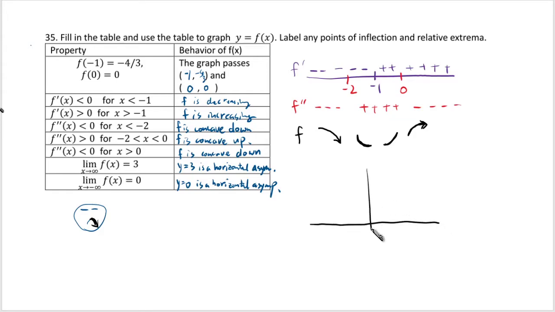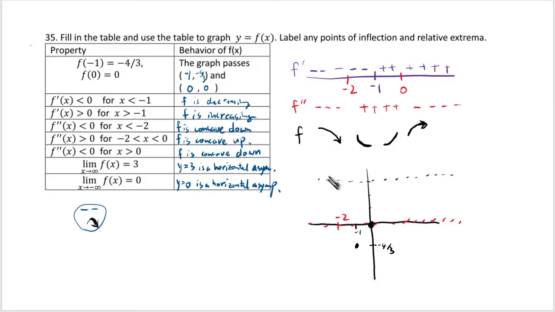So let's draw the coordinate system. I know that it has to pass through (0, 0) and (-1, -4/3). Let's say it's this point here. So it has to pass through these two points, and also here's 1, 2, 3. At 3, you have a horizontal asymptote, and also at 0, you have a horizontal asymptote. Okay, and then here's -2.